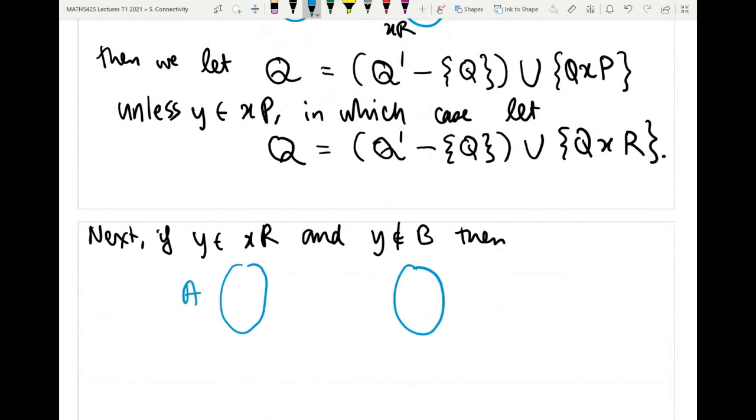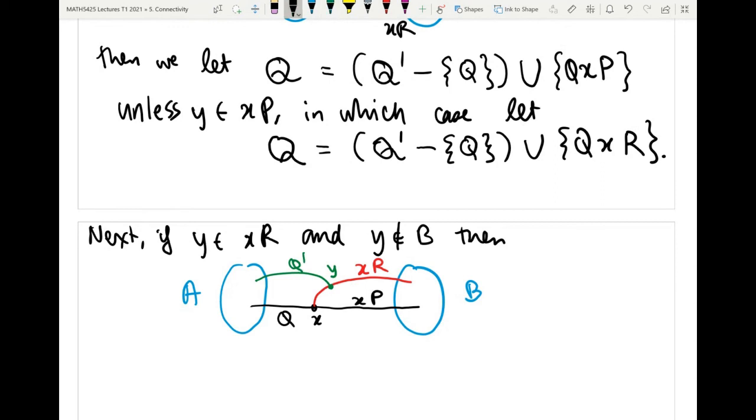So here's A and B. Here is Q that ends in X, and we have XP from before. We have XR also from before, and we have, oh no, I've done it the wrong way around. I want to put that on the top so I've got more room. Let's stick XR up here. And we have this Q primed that ends in Y, Q primed.